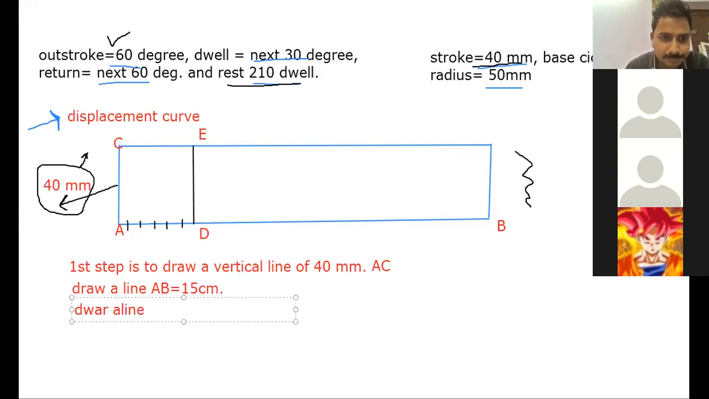Draw a line AD equal to 6 centimeters. Now, why have I only taken it as 6 centimeters? Because the outstroke is given to me as 60 degrees in the question. If the outstroke was given as 70 degrees, then I would have taken it as 7 centimeters. Whatever degrees is given, you can have that many divisions on the scale, because we have taken the total 150 degrees as 15 centimeters. Any doubt in this, guys?